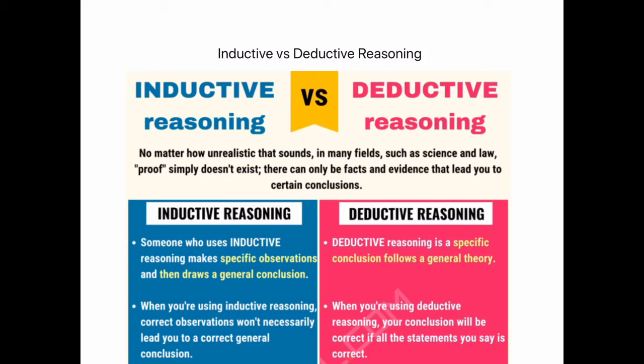Inductive reasoning starts with something really specific and then draws a general conclusion. And you can't be 100% certain that it's always accurate, but in your life you can utilize it as one way of thinking about a subject.